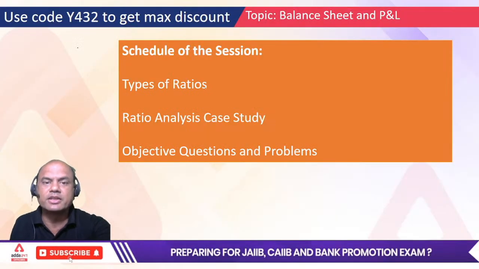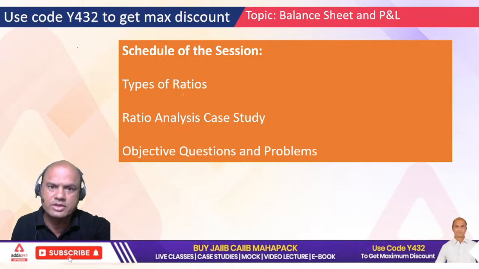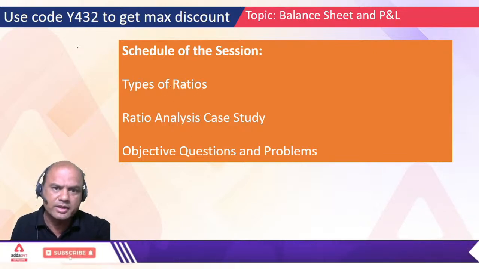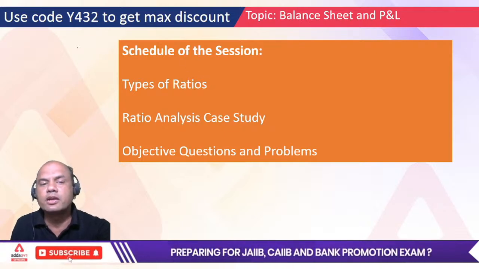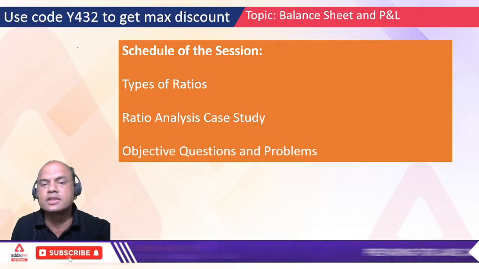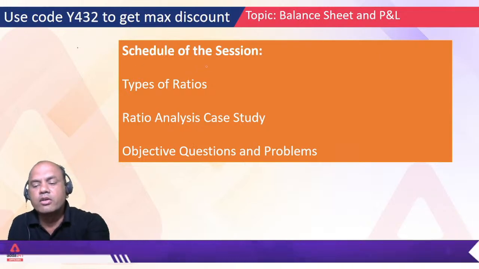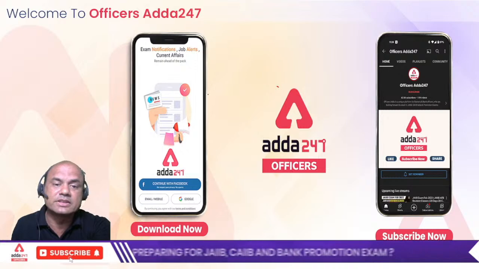Ratio analysis is one of the important topics of CIB. Roughly you'll get 12 to 15 marks on ratio analysis: one or two case studies and then objective questions. So what is the schedule for today? Types of ratios, ratio analysis, case studies and objective questions. So it's an action-packed half an hour. Watch till the end. So let's start.